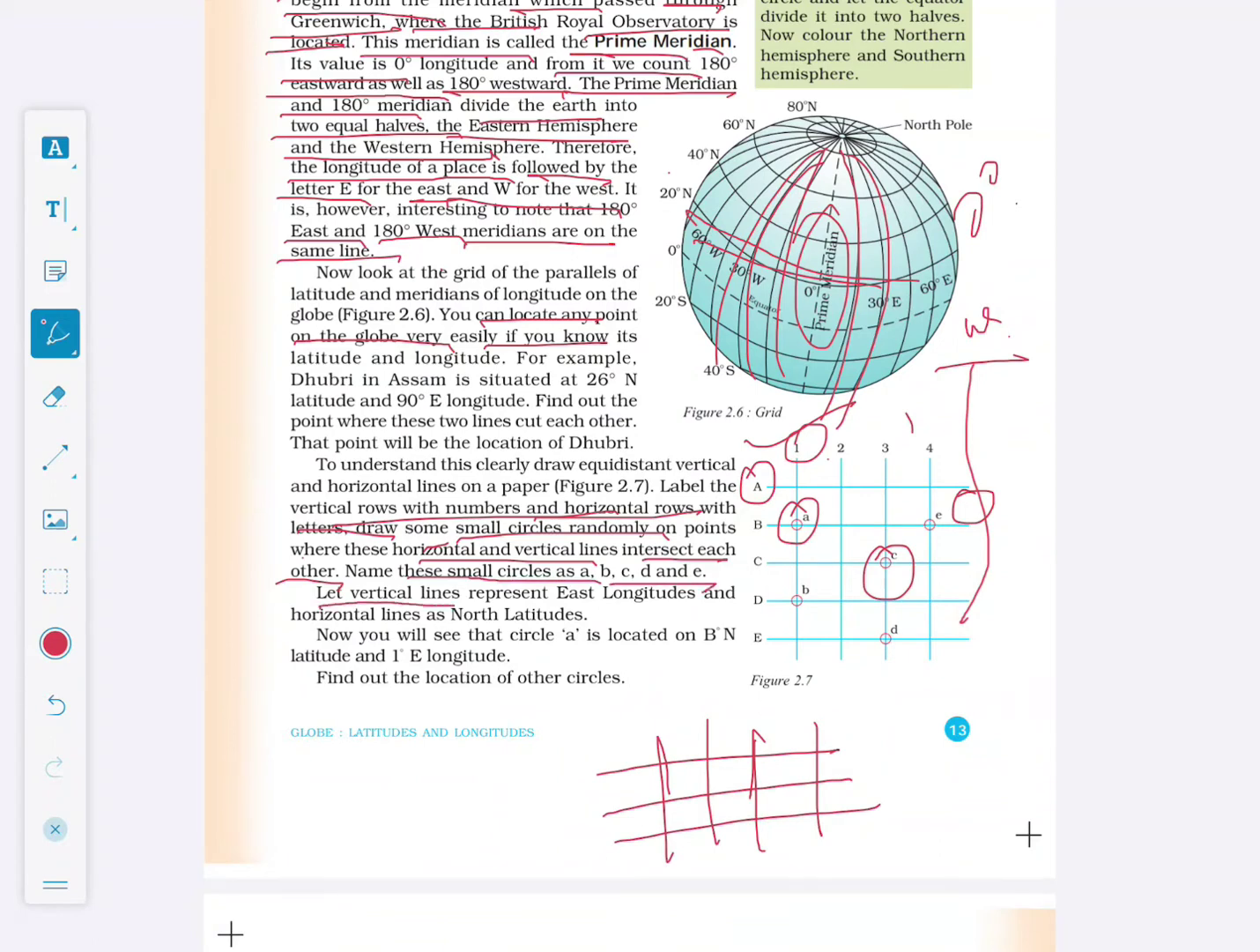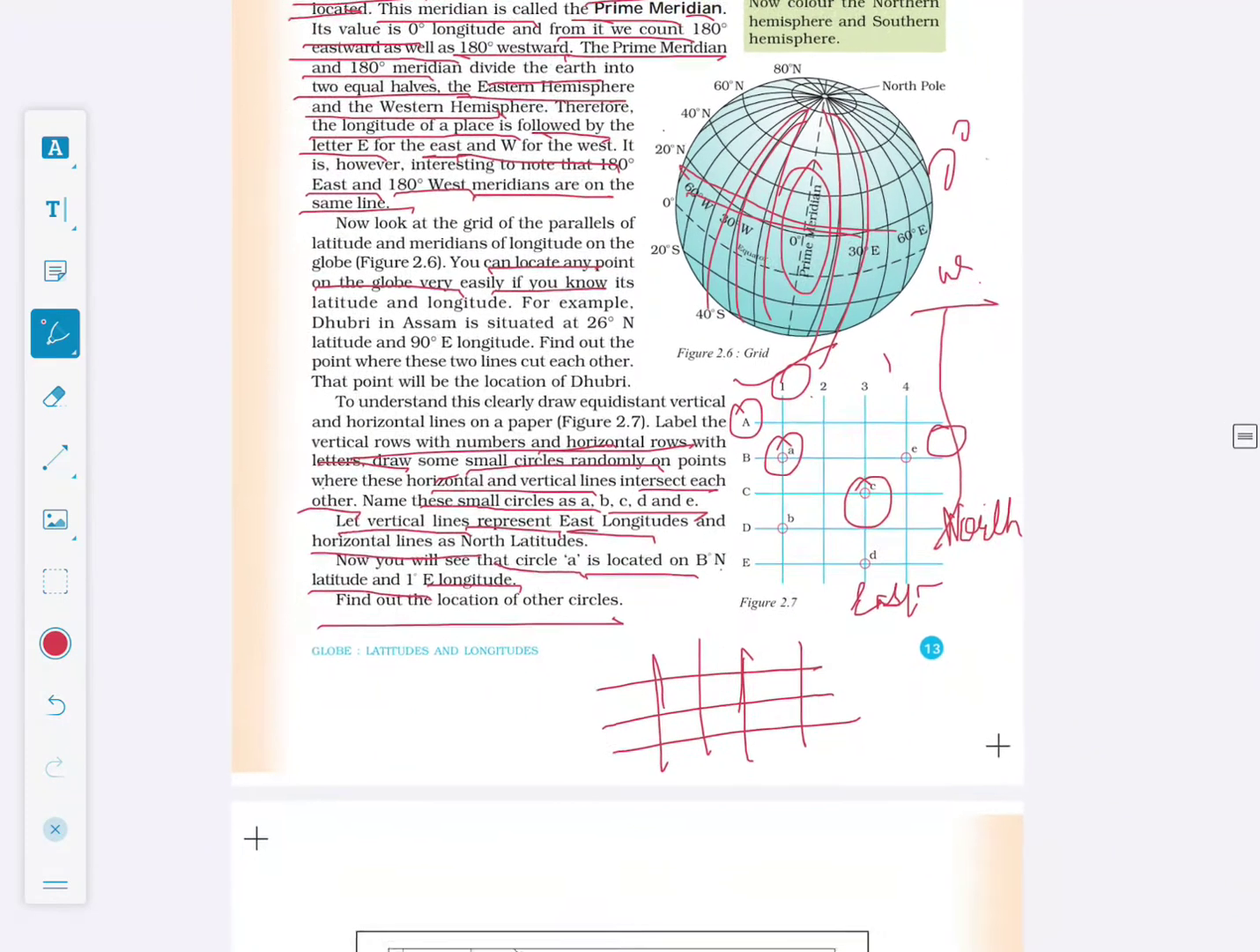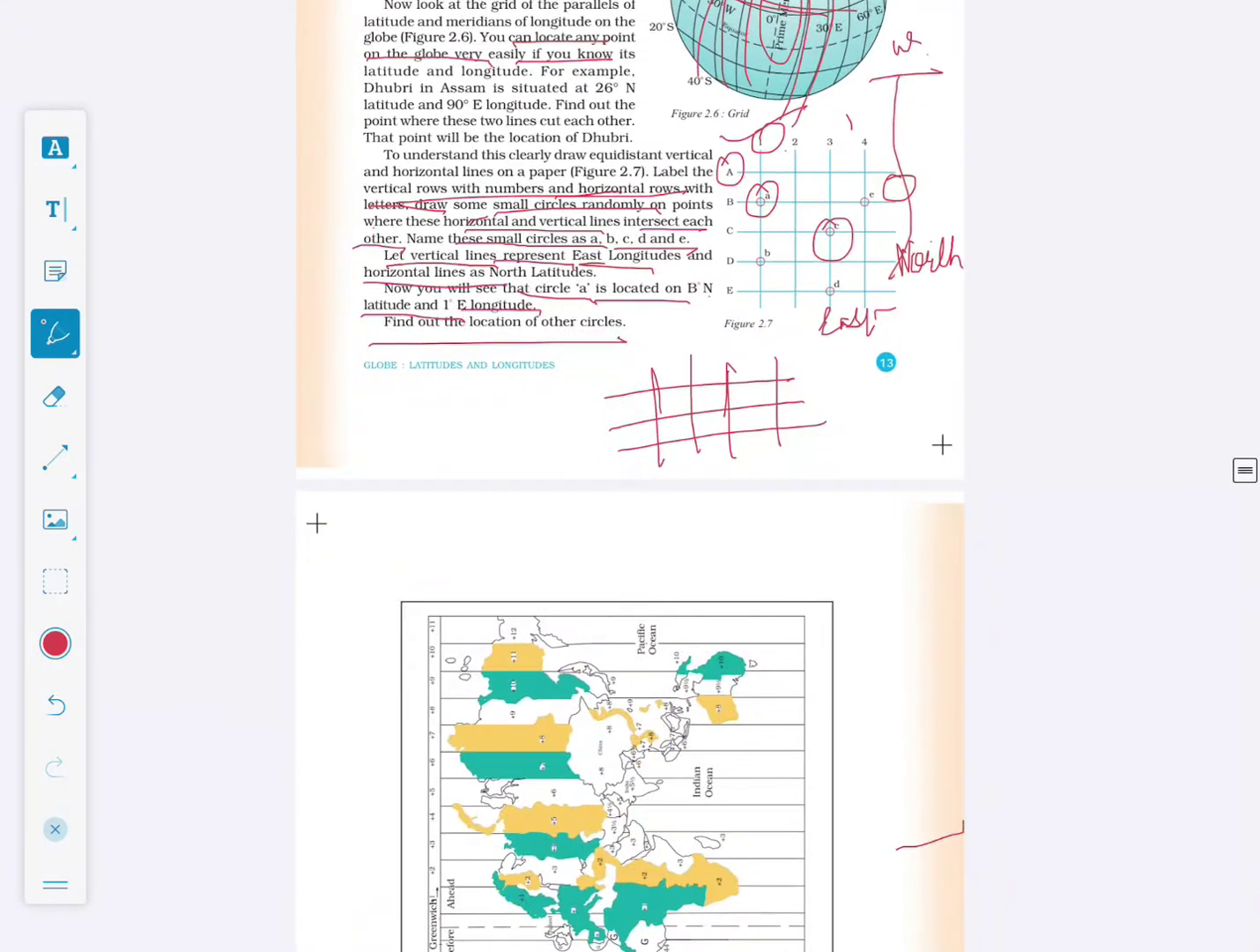Let vertical lines represent east longitudes and horizontal lines represent north latitudes. Now you will see that circle A is located on a given degree of latitude and 1 degree E longitude. We can find out the location of other circles also.